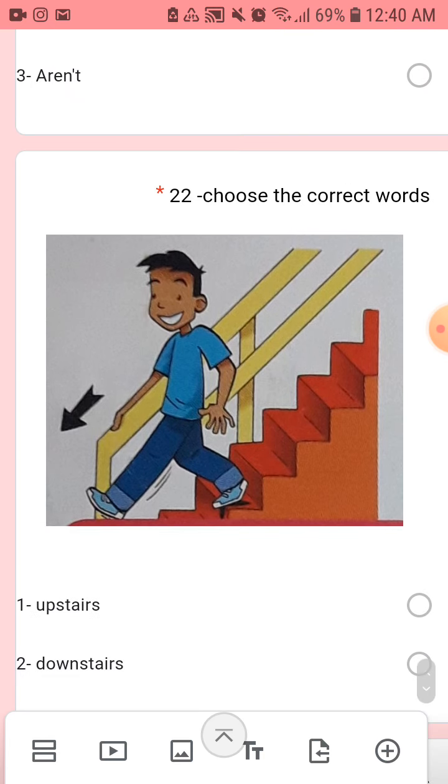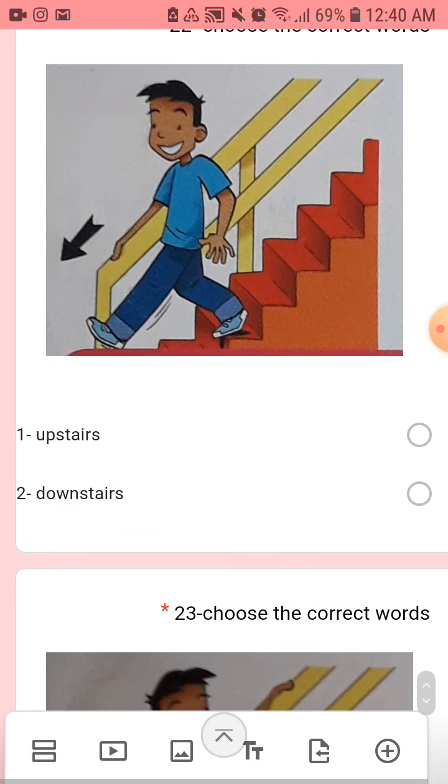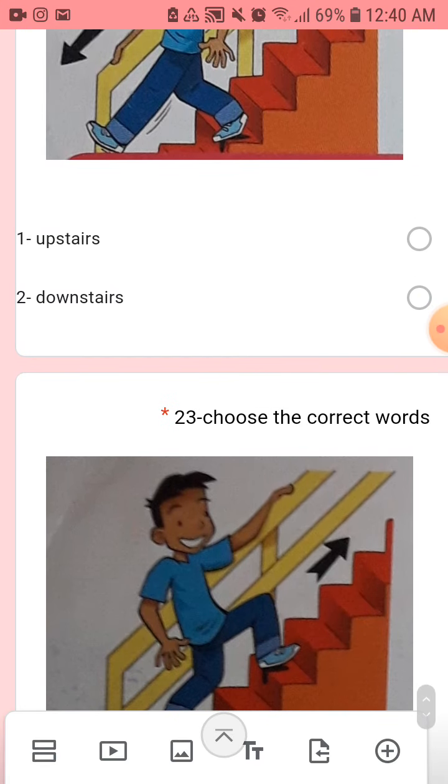Question 22. Choose the correct word, please. This boy is going. Number 1 upstairs, number 2 downstairs.